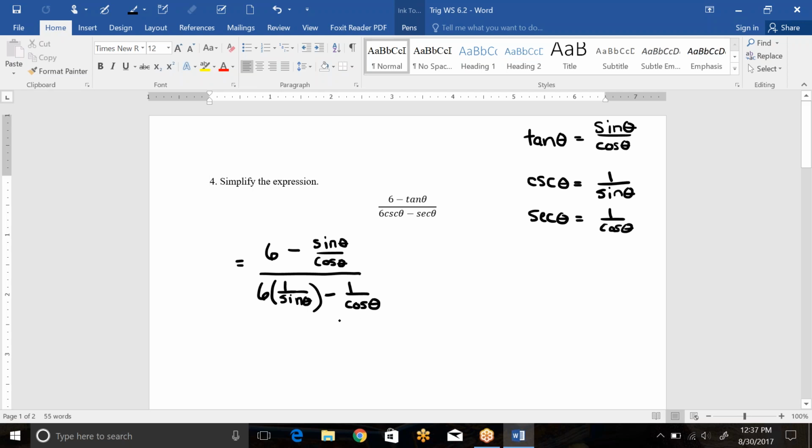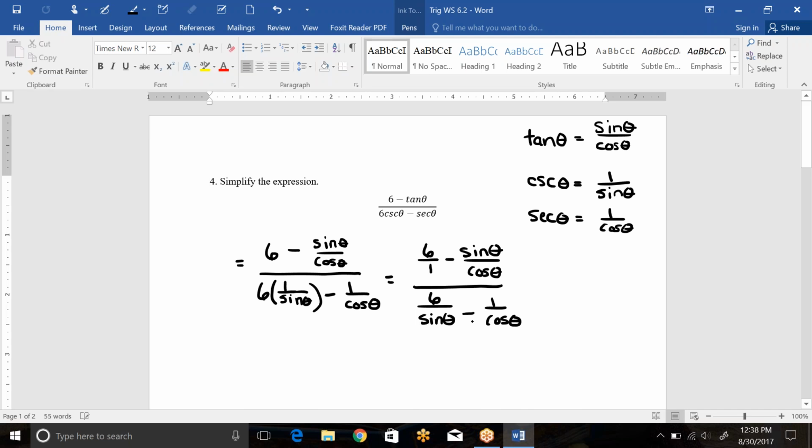Now the whole point of trying to write all of this in sine and cosine is to hopefully see a way to get this combined down to a singular fraction. Right now we have 4 little fractions essentially across the whole thing. So what I'm going to rewrite this as is 6 over 1 minus sine theta over cosine theta. And then on the bottom, I can do 6 times 1, so that'll be 6 over sine theta minus 1 over cosine theta.